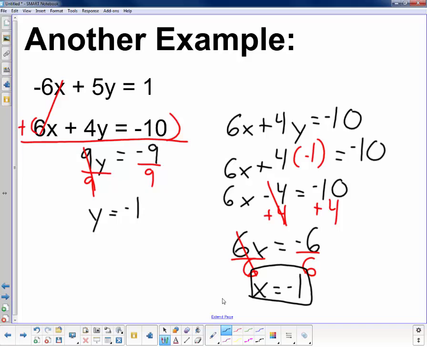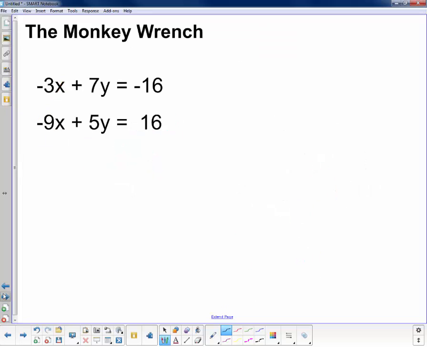So our x value is negative 1, and our y value is also negative 1 in this case. Now, these are two pretty easy examples. There is one wrench I can throw at you, as is always the case. I'll go ahead and show it to you now. I will note that if you want to give this a shot, you're more than welcome to pause. And if not, I'm going to keep going.